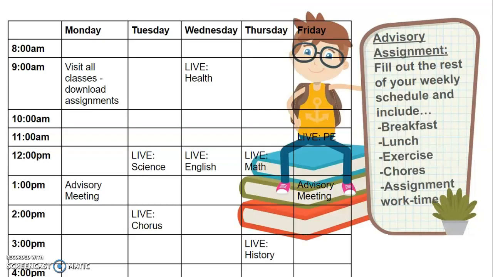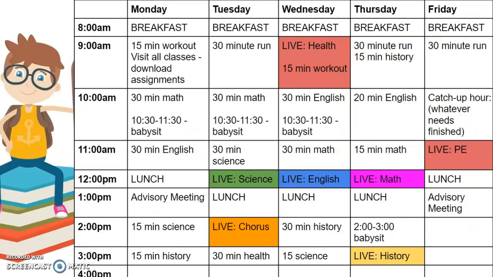The next assignment that is assigned to each individual student is to fill out the rest of their weekly schedule, to include their breakfast, lunch, when they're exercising for their PE, if they have any chores they're doing to help out, and assignment work time. So I've done an example of this. This could look very different for different students, but let's say that this student decides that they're going to get up in the morning and eat breakfast sometime around 8 a.m., and then they're going to do their morning routines for PE. So their workouts and their running and all their other aerobic exercise is going to be happening earlier in the morning to get their day started.